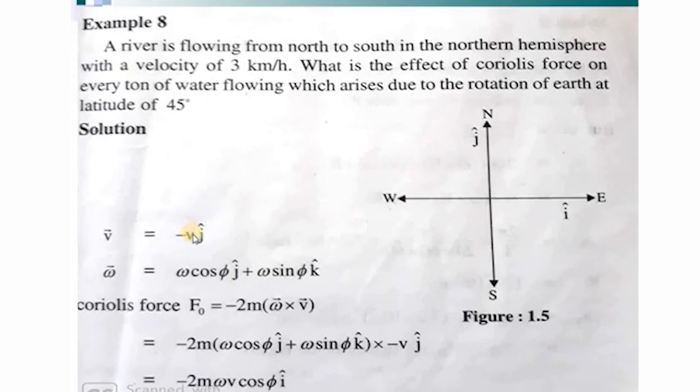A river is flowing from north to south. And by convention, we give our east direction as the I direction, and north direction is given by the unit vector J, and the vertical direction is represented by the vector K. And we have been looking at these problems. But here the river is flowing from north to south. That means from here to here. The actual J is in this direction, and if we are taking the downward direction from north to south, it means it will be minus J.